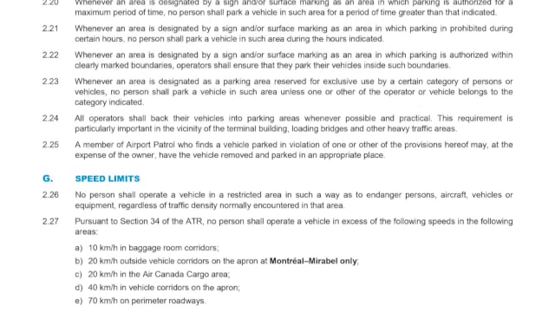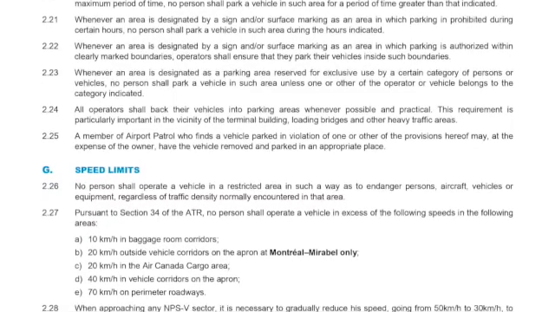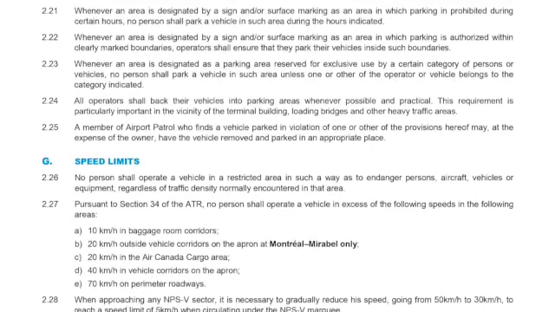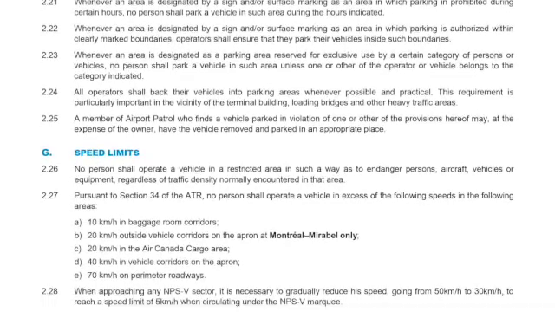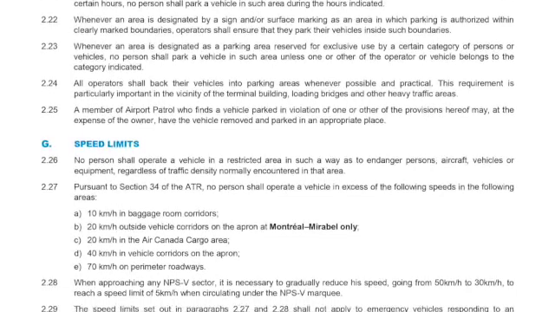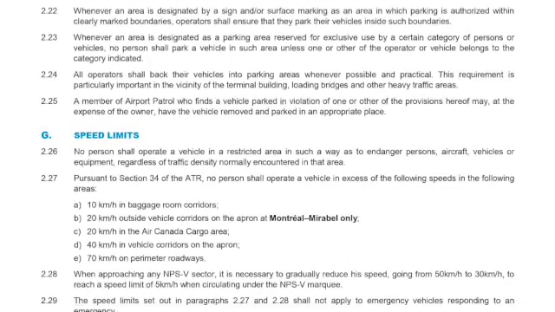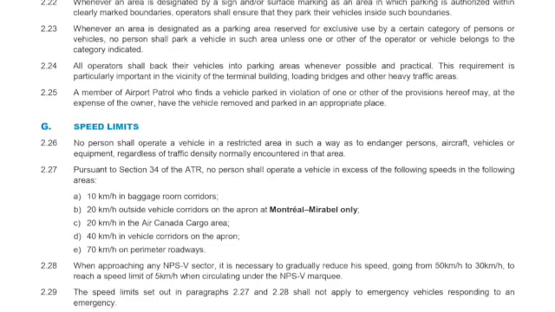25. A member of Airport Patrol who finds a vehicle parked in violation of one or other of the provisions hereof may, at the expense of the owner, have the vehicle removed and parked in an appropriate place. G. Speed limits. 26. No person shall operate a vehicle in a restricted area in such a way as to endanger persons, aircraft, vehicles, or equipment, regardless of traffic density normally encountered in that area.